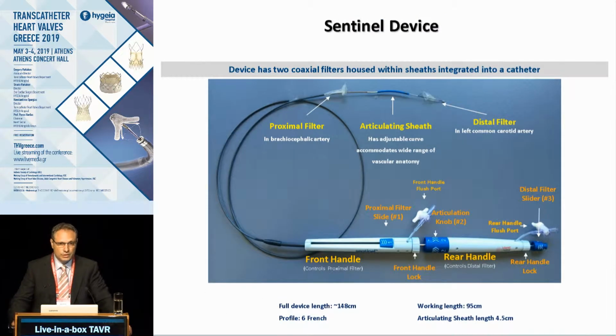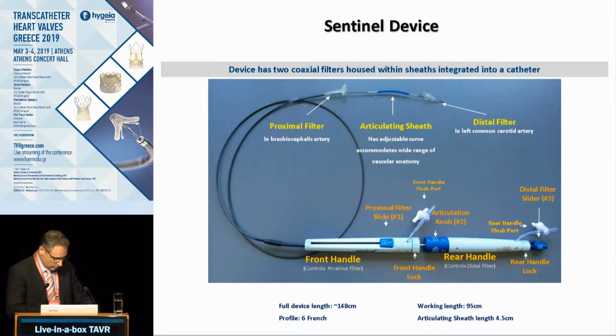A few words about the anatomy of this Sentinel device. It consists of two filters. There is a proximal filter and a distal filter. The distal filter is located in the left common carotid artery. The proximal filter is located in the brachiocephalic. In between is this articulating sheath, which is 4.5 centimeters in length and has an adjustable curve in order to accommodate into the carina at the level of the aortic arch.